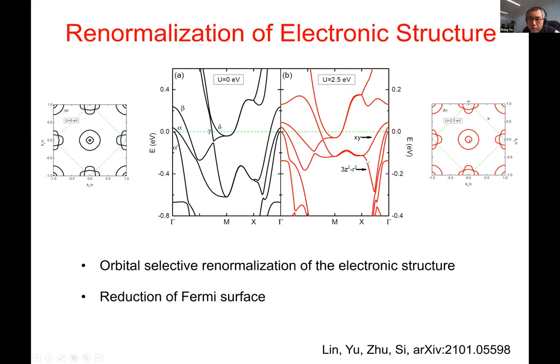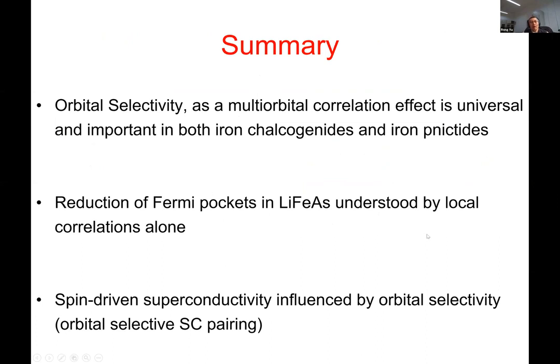we also find that there is this strong renormalization of the dxy, this beta band close to the gamma point, and also this will push the dz square band to be closer to the Fermi level. And this is very similar to the case of the iron chalcogenide system. Okay, so then here is a summary of my talk.